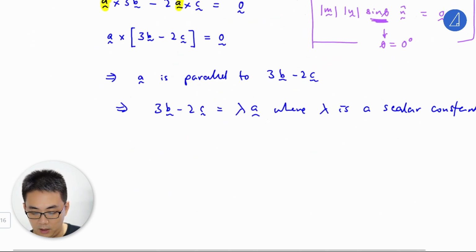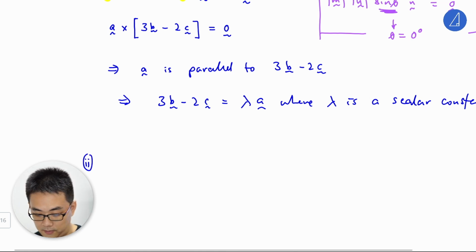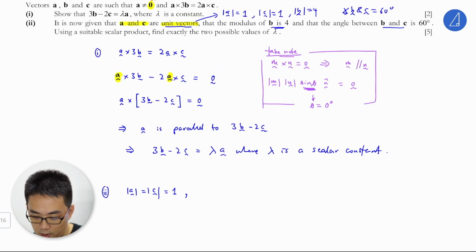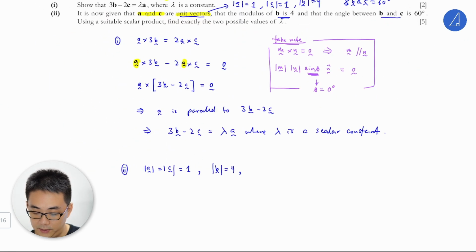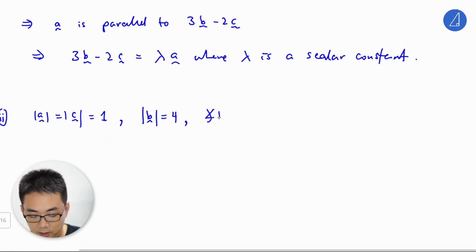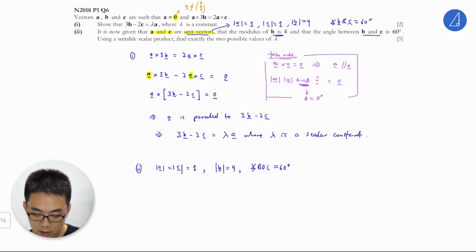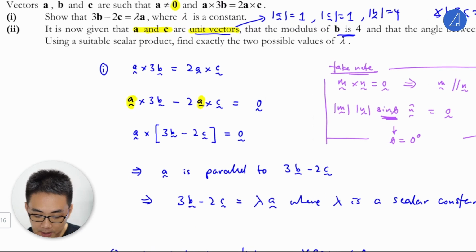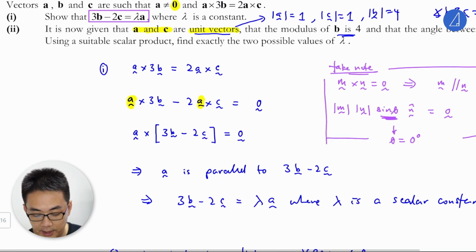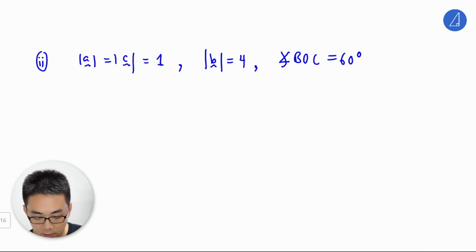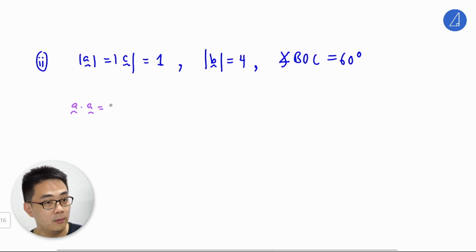Okay, I think that's pretty okay. Let's write that down. Mod A equals mod C equals 1. Then we have modulus B equals 4, and the angle between B and C is equal to 60 degrees. Now, if you want a suitable scalar product, look at the previous expression that they asked you to find. Also take note, usually A dot A is equal to mod A squared, and C dot C is equal to mod C squared.